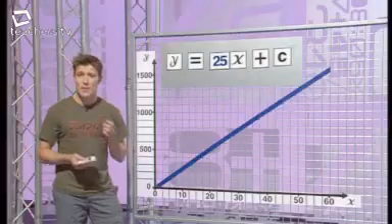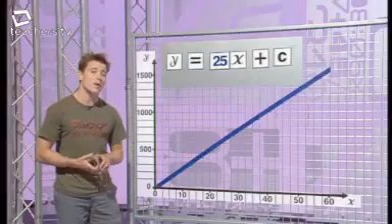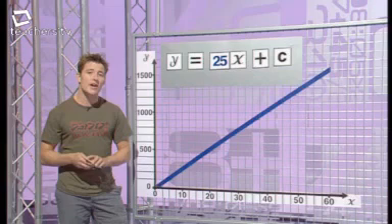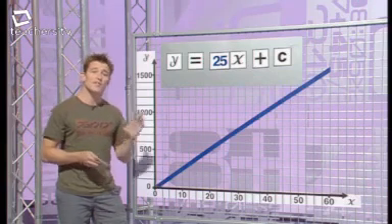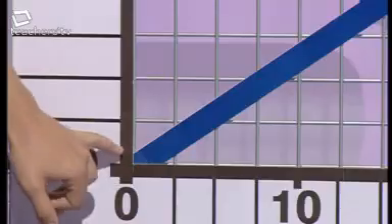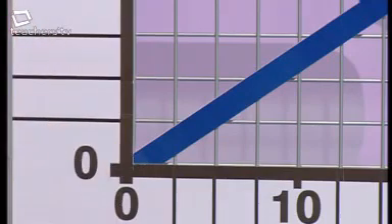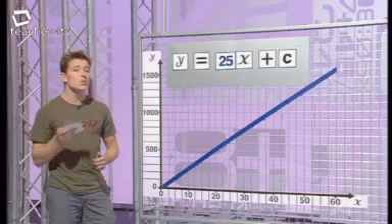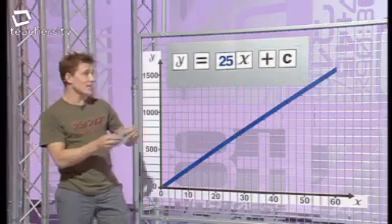But what about c? Remember, the c is the value of y when x is 0. It's where the line crosses the vertical y-axis, and for this line, that's at the origin. Here, y equals 0. That means that c also equals 0, so we can stick that in as well.